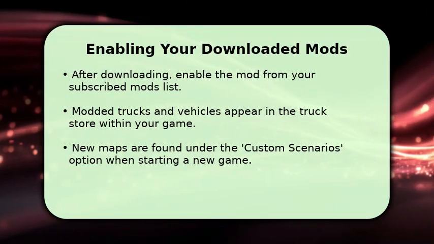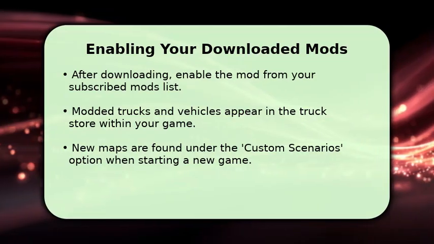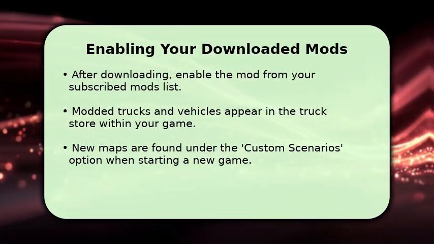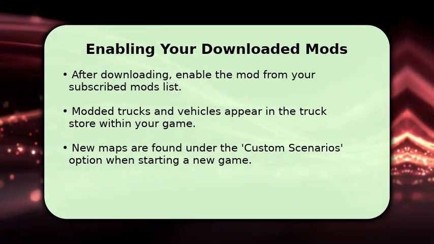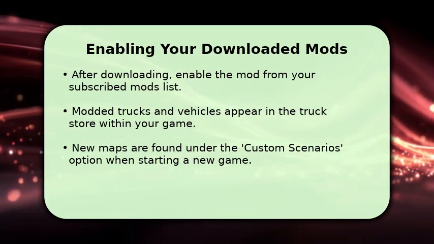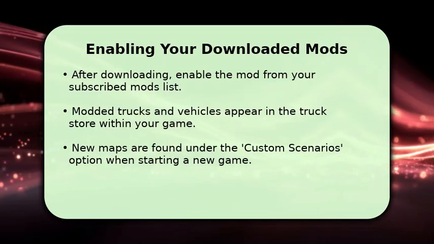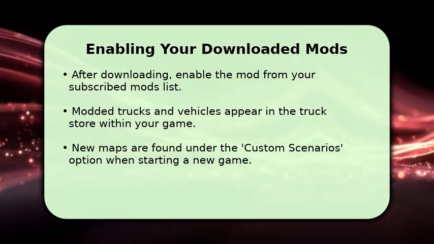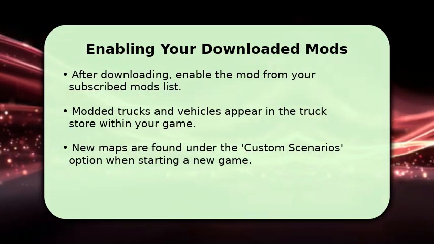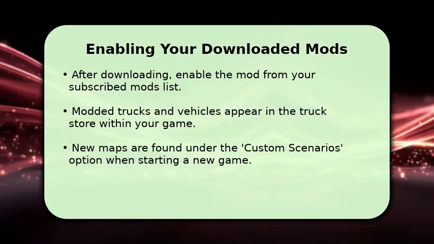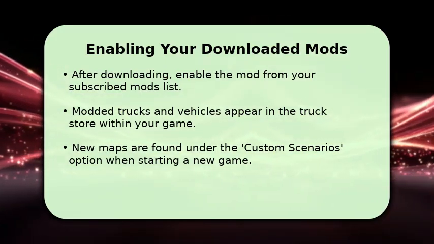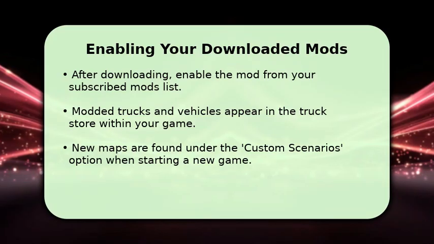After a mod finishes downloading, it's crucial to enable it from your subscribed list within the mod browser. For new vehicles, head to any truck store in your game, and you'll find your newly added modded trucks ready for purchase. If you've downloaded a custom map, you'll access it by starting a new game and selecting the Custom Scenarios option. This integrates your chosen content seamlessly into your SnowRunner experience.